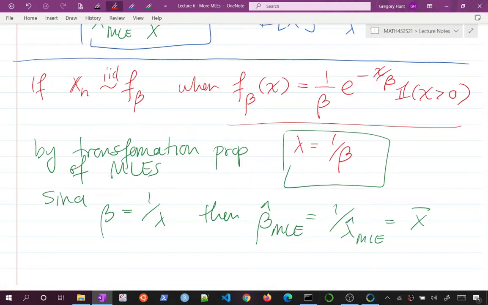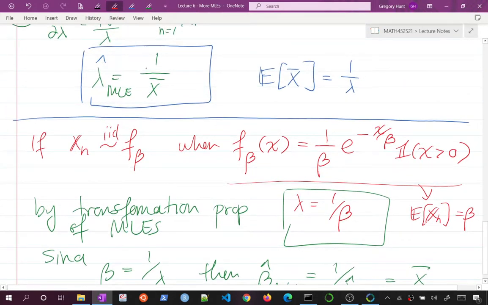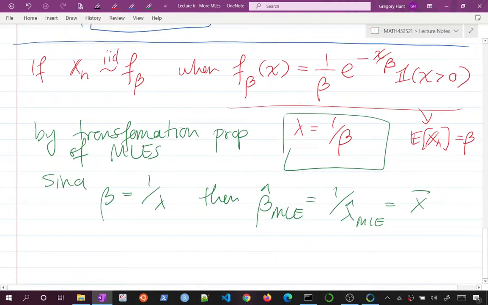Notice that in this parameterization, the expected value of my x sub n's is beta, or 1 over lambda. So if I want to estimate the mean, I estimate it as x bar. If I want to estimate 1 over the mean, that is, if I want to estimate lambda, it's 1 over x bar. That saves us having to do it twice. And that transformation property of MLEs is super nice.